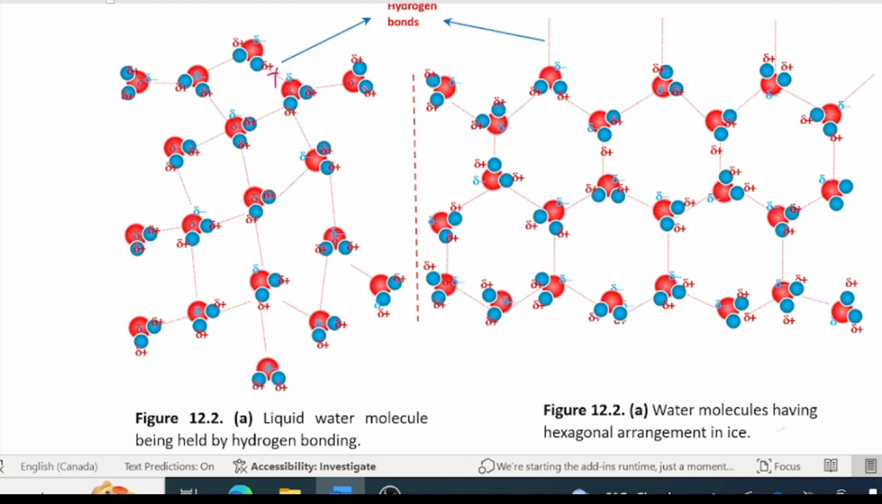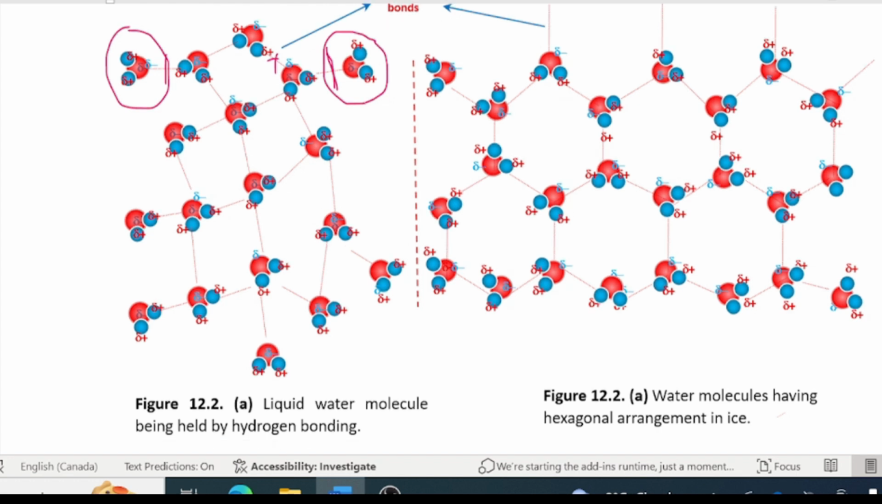How does water evaporate? Water evaporates when these molecules gain enough kinetic energy from some source, maybe heat or something, and they're able to snap these hydrogen bonds here. They snap these here, and that's how water evaporates.